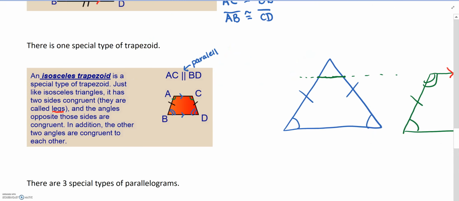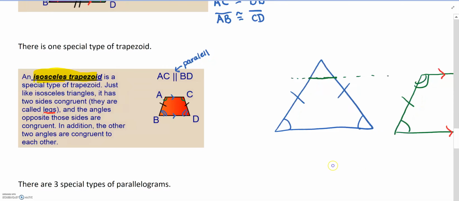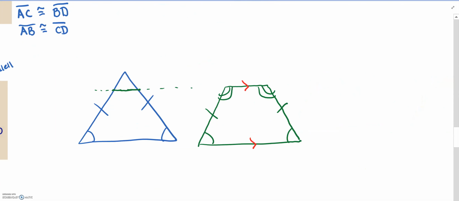So our special type of trapezoid is called an isosceles trapezoid, and I'm going to give you a way to remember this. Think about an isosceles triangle. What do you know? You know that we have two sides that are congruent and two angles that are congruent. Well, if you take an isosceles triangle and you cut off the top, or think of it as chopping off the head, that is going to give us an isosceles trapezoid.